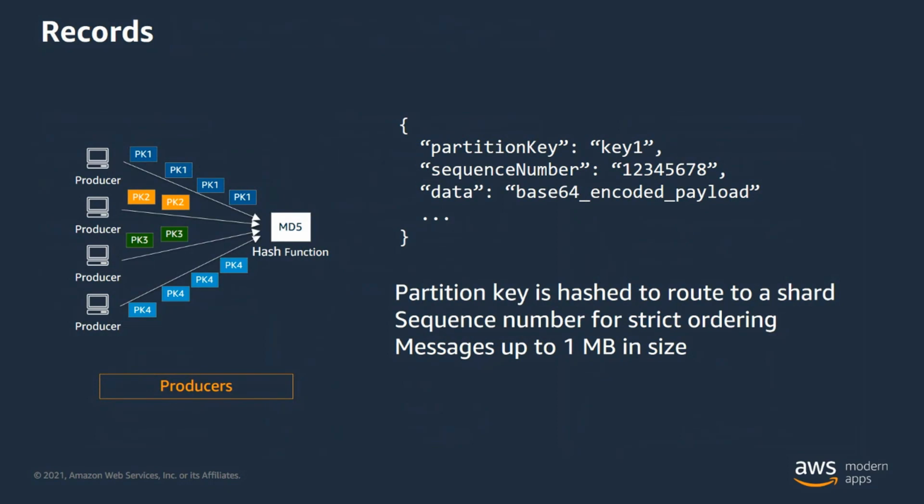Producers create records, and records contain 3 pieces of information. The partition key logically separates sets of data, and it's hashed to route the data to a shard. The sequence number is unique per partition key within the shard. It's assigned by Kinesis after the producer writes to the stream. And the data blob is a base 64 encoded payload up to 1 megabyte in size.